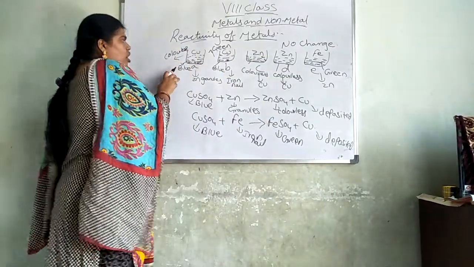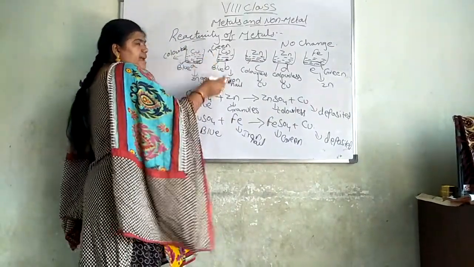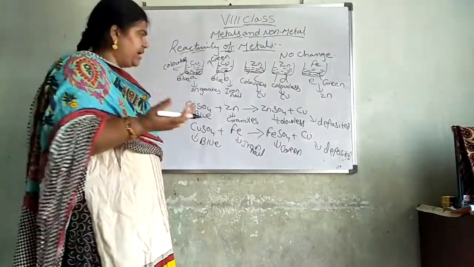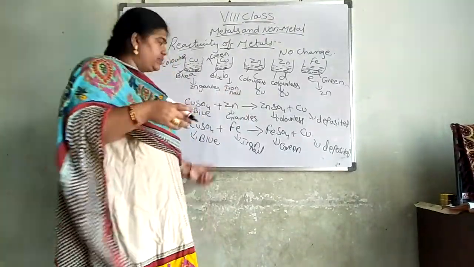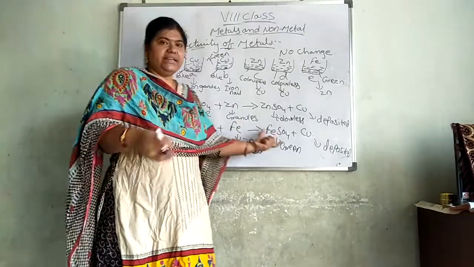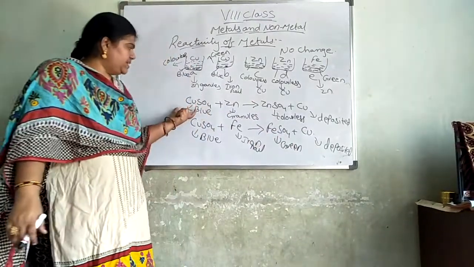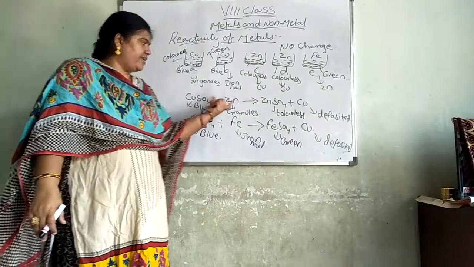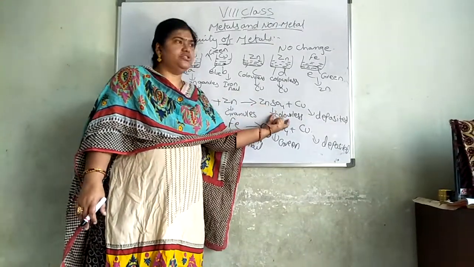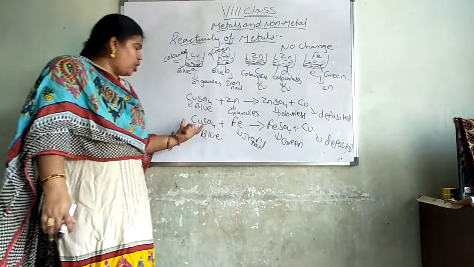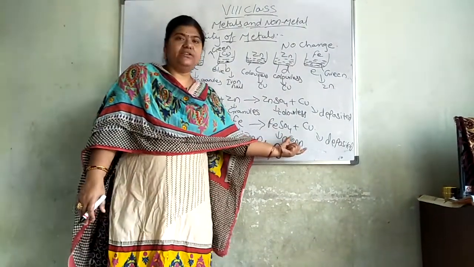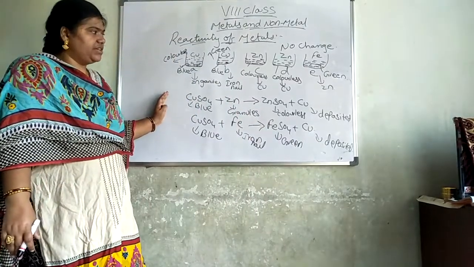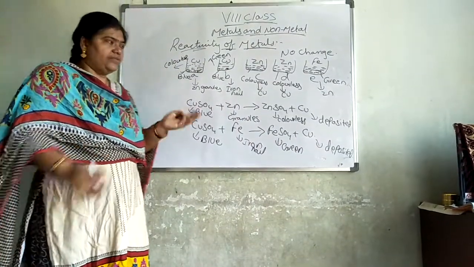But when we take zinc with copper sulfate and iron with copper sulfate, we can see that zinc and iron are more reactive than copper, so there is a change. What is the formula of copper sulfate? CuSO4. Copper sulfate when reacted with zinc gives zinc sulfate plus copper, and copper sulfate when reacted with iron gives iron sulfate plus copper. This is the activity which you have to learn, and it is very important.